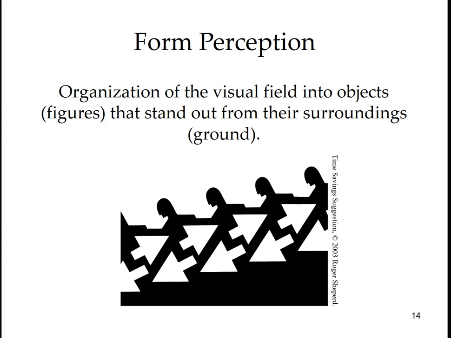Organization of the visual field into objects, figures that stand out from the surrounding ground. Here you can see that it appears like men walking down steps, or arrows, or fives. So there are several different things, and it becomes difficult to see one while looking at the other.